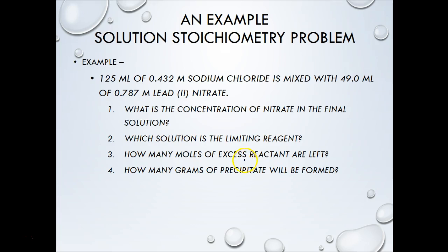So let's look at an example of a problem. We have 125 milliliters of 0.432 molar sodium chloride, and it's mixed with 49 milliliters of 0.787 molar lead nitrate. What is the concentration of the nitrate in the final solution? Which solution is the limiting reagent? How many moles of excess reactant are left and how many grams of precipitate will be formed? So you're like, oh my God, I have no idea where to start. So let's see if we can make this a little bit more simple.